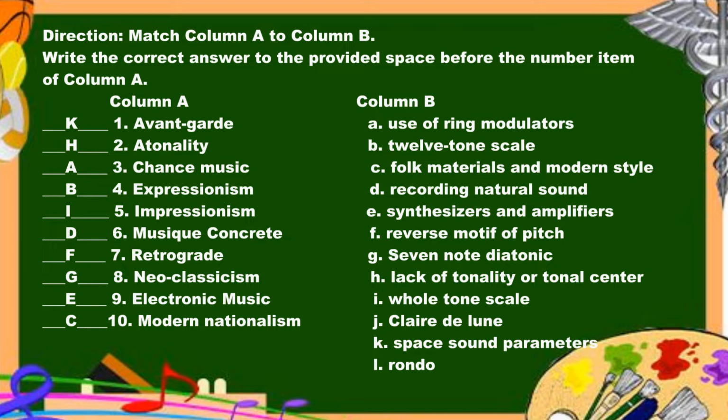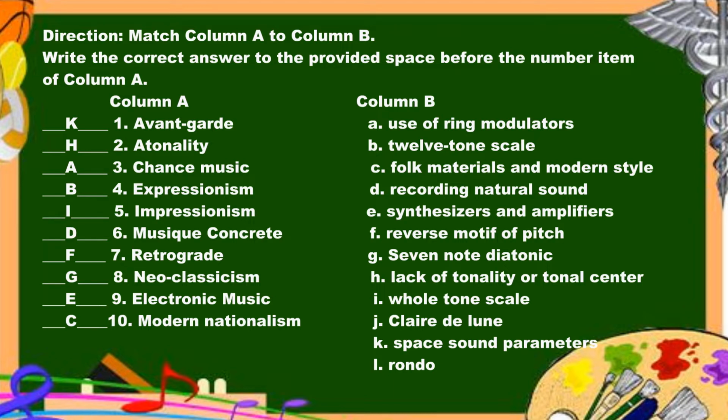Number 2, atonality, letter H, which is lack of tonality or tonal center. Number 3, chance music, letter A, use of ring modulators. Number 4, expressionism, letter B, which is 12-tone scale. Number 5, impressionism. The answer is letter I, whole tone scale.